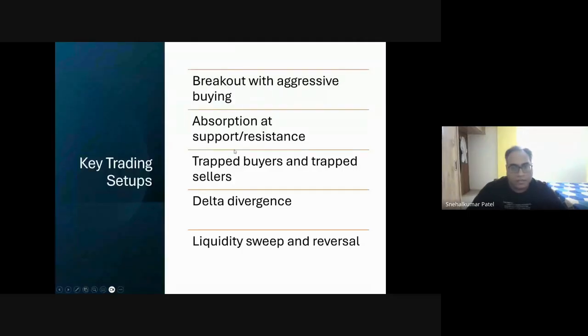So these are the various setups that I mentioned. We couldn't find an example of delta divergence right now. So we will probably cover it in the next session, and the rest of them we have covered.